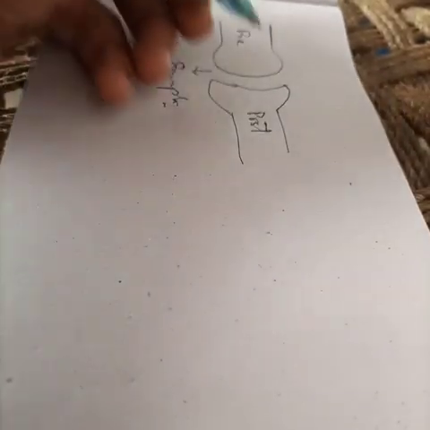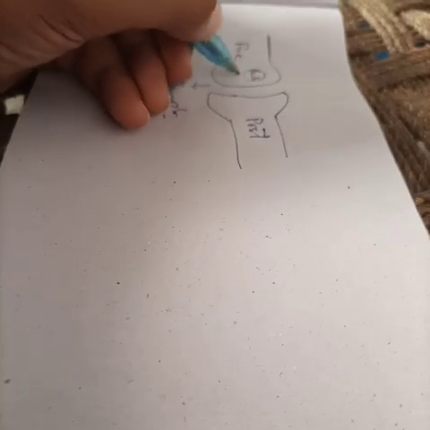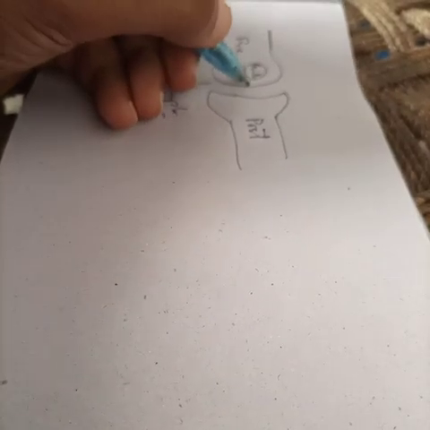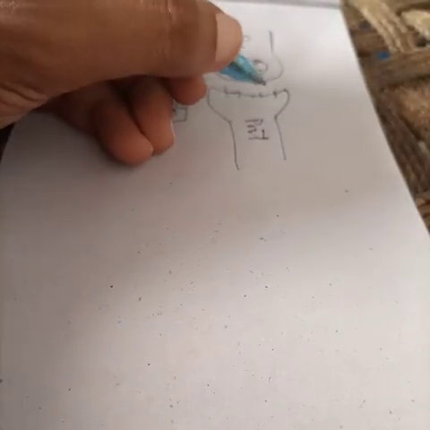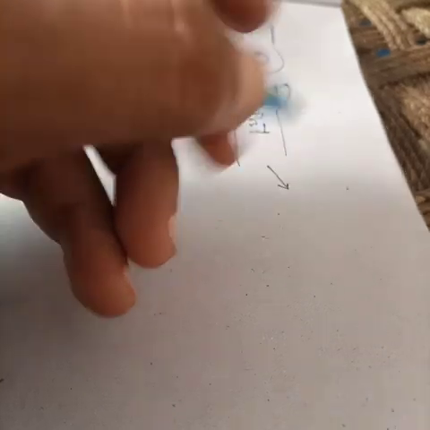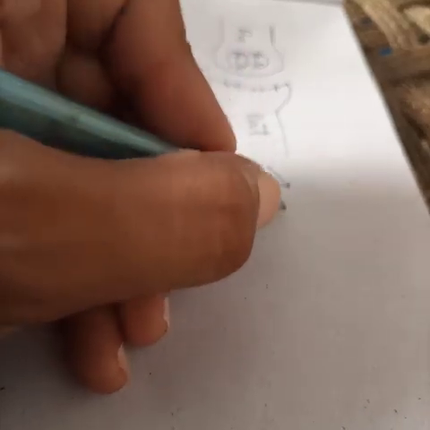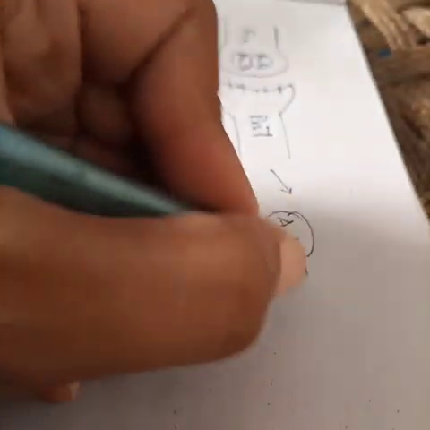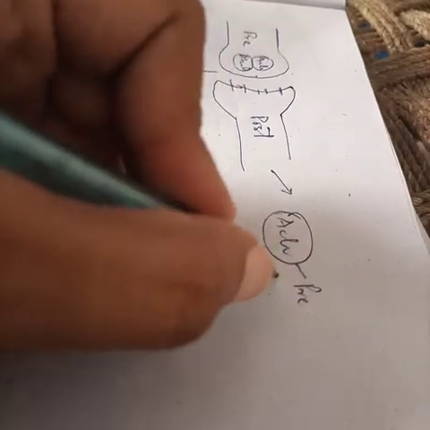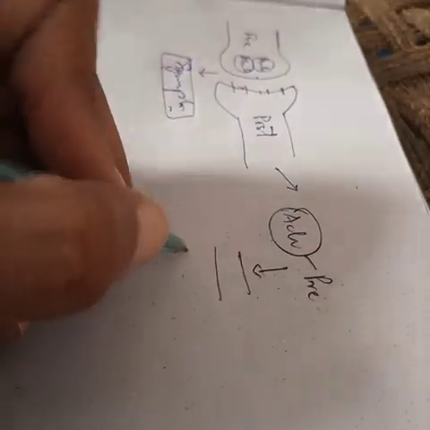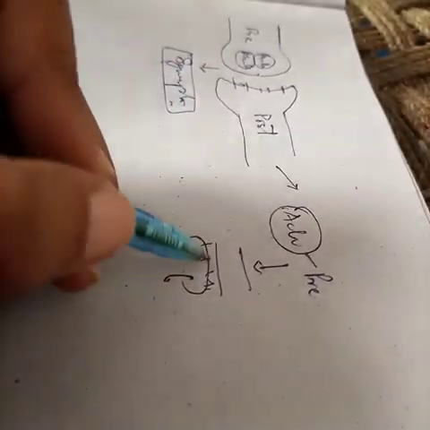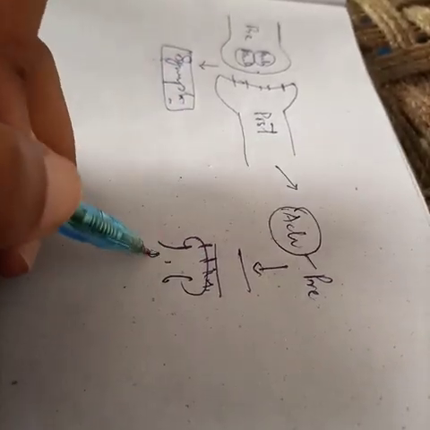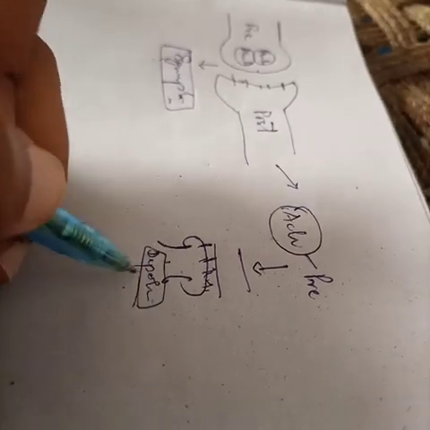Now what happens is that vesicles filled with neurotransmitter fuse with the presynaptic membrane, come into synaptic space, and then bind with the receptor present on the postsynaptic membrane, and then they exert their actions, like acetylcholine from presynaptic membrane comes to synaptic space, and then from space binds with postsynaptic membrane. So after binding with postsynaptic membrane, depolarization happens and it exerts its impact.